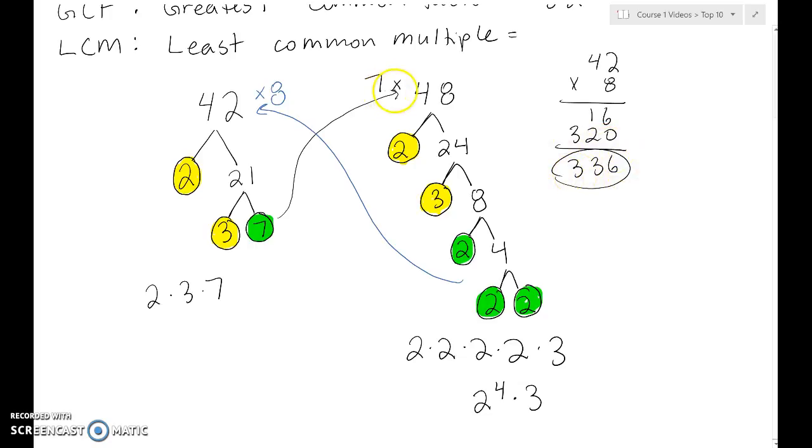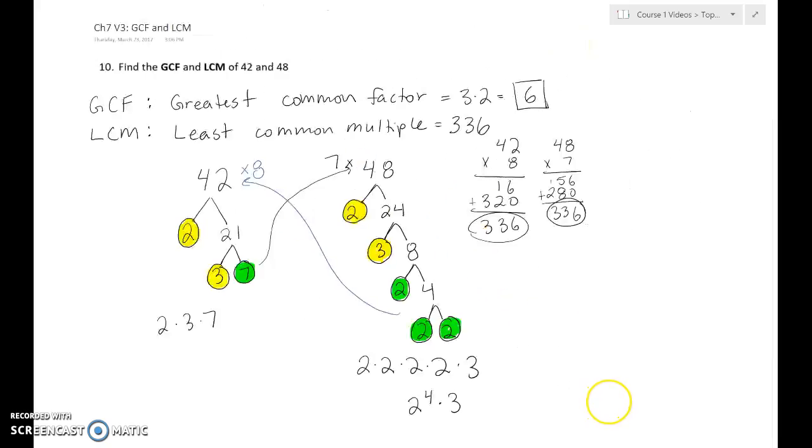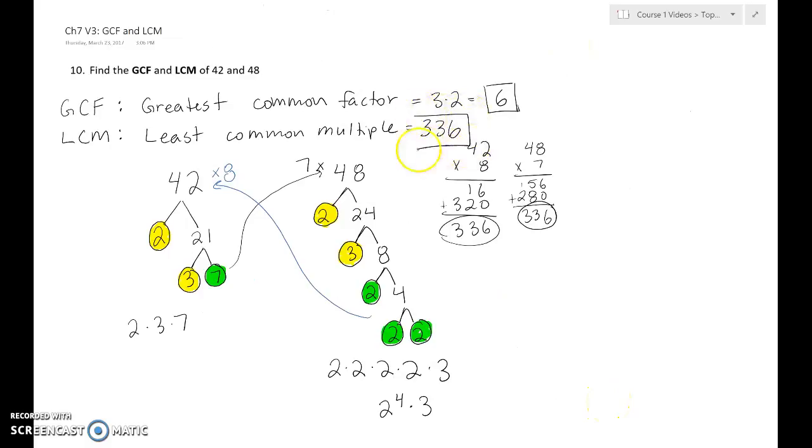And what's also cool is that 7 48s are going to equal the same number. This is the common multiple. So 8 times 7 is 56, and 7 40s are 280. And if I add those together, I get 336. The least common multiple of 42 and 48 is 336.